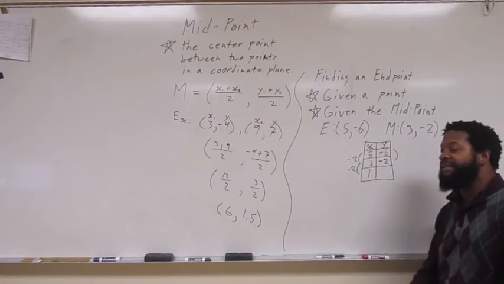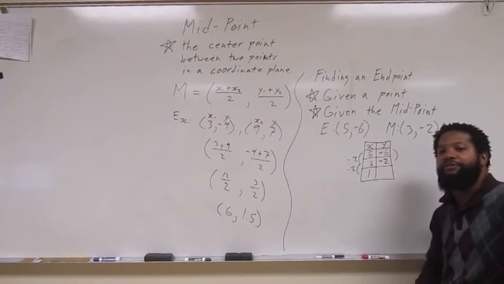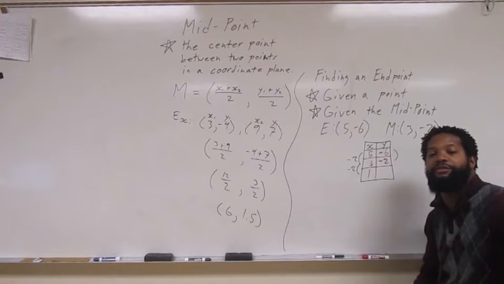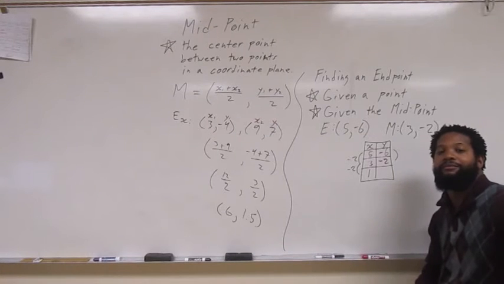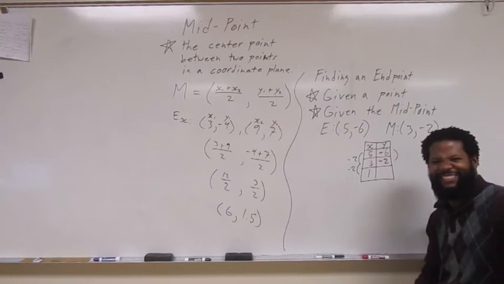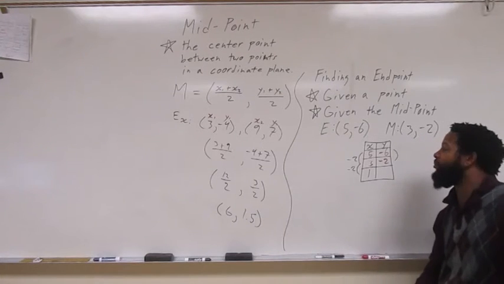How many units are you counting from -6 to -2? 4. Now, what kind of 4?